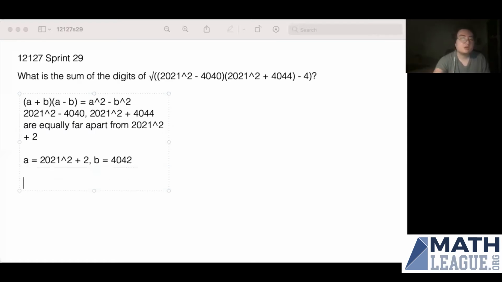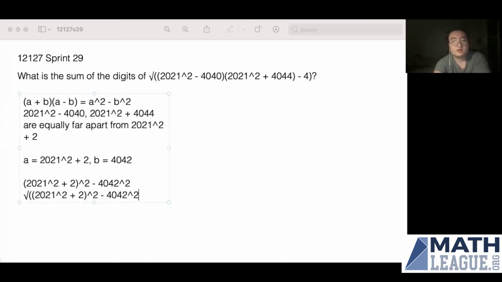Great. And now we can simplify this. What should that be? Well, a squared minus b squared. So 2021 squared plus 2, squared, minus 4042 squared, right? And then we also have a minus 4 at the end, so we can't forget about that. Now we just put that under the square root. Now we can expand out: 2021 squared plus 2, squared, minus 4042 squared, plus 4, minus 4 at the very end, right?